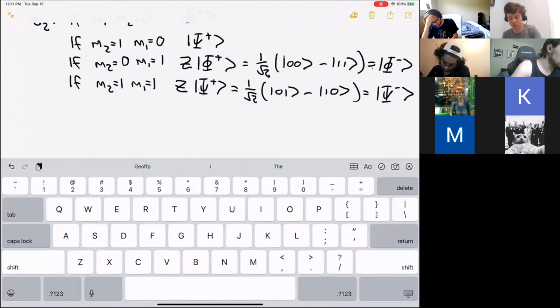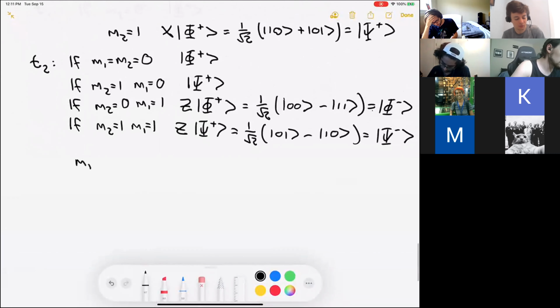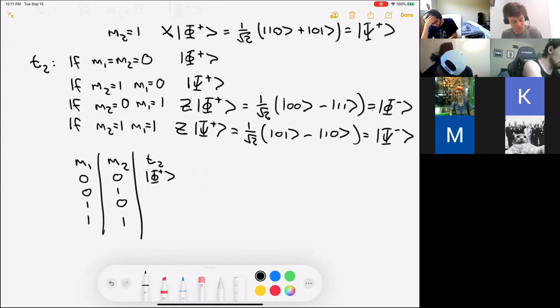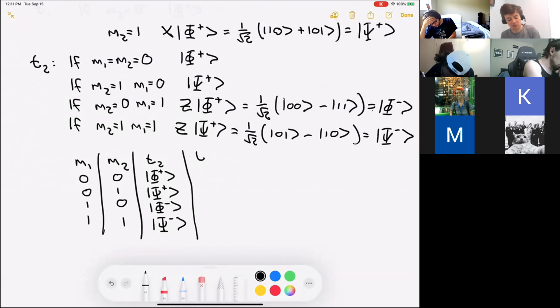So let's just write down the 4 cases. 00, 01, 10, 11. At time T2, the state was phi plus, psi plus, phi minus, psi minus. What about at time T3?